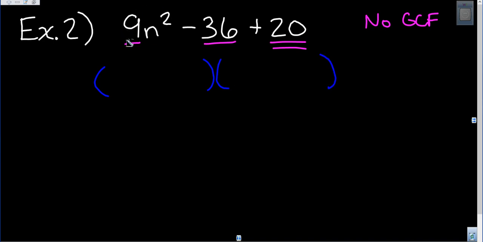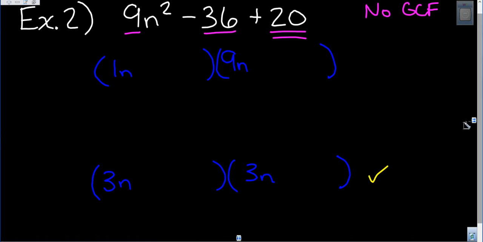Now look at your first term. It says 9n squared. 9 is not a prime number. We actually have a couple possibilities here. It could be 1n and 9n, but it could also be 3n and 3n. Typically, I start with this one. That doesn't mean that it is that setup. It's just from experience. I typically have noticed that it's the numbers that are closer together rather than some extremes.